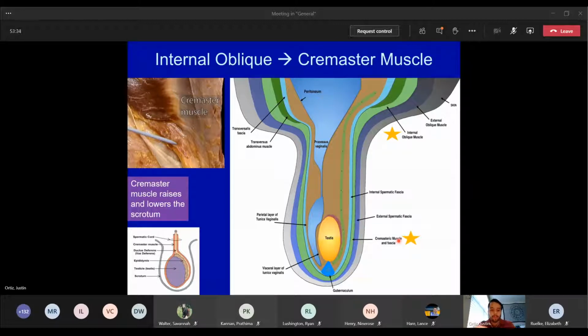What that does, like I said, is raise and lower the scrotum and testes, depending on the temperature. You can see it right here, this orange structure wrapping around the testes. That's going to be the cremaster muscle. This means that we remove the external oblique, also known as the external spermatic fascia, because in order to see the cremaster muscle, you have to remove the external spermatic fascia, and then you'll see the cremaster muscle just deep to that. So they must have removed that in order to see this.